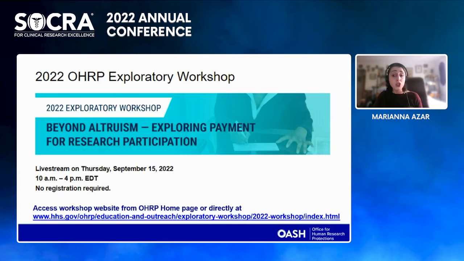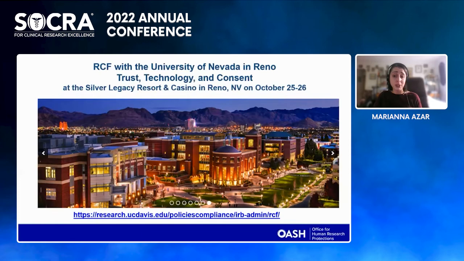And while you're there, check out the video and summary report from last year's workshop, which explored third-party and group research risks, something that I touched on earlier in this presentation. Now, in October, OHRP will also be co-hosting an in-person research community forum with the University of Nevada in Reno. One of the tracks of this event focuses on how we can promote trust, conduct research with respect, and protect populations vulnerable to marginalization through participant-centered informed consent. Visit the OHRP website or the link provided on this slide to see the complete agenda and to register for this event.